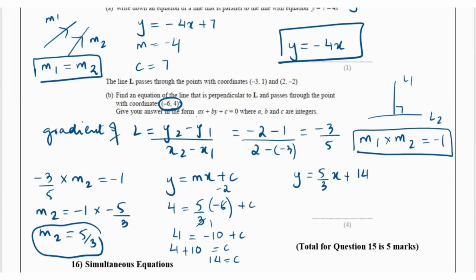We want the equation in ax plus by plus c equals 0 form. So we multiply everything by 3 and then bring all the terms to one side. It's going to be 3y minus 5x minus 42 equals 0. That is your final answer.